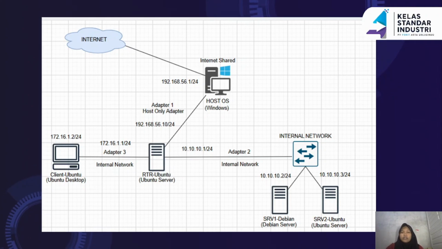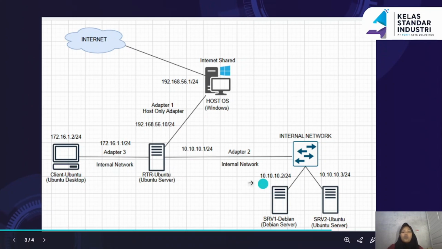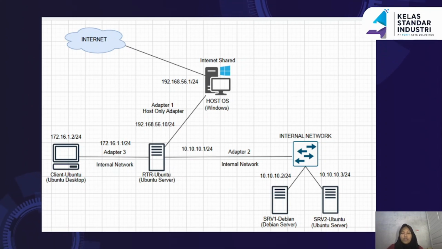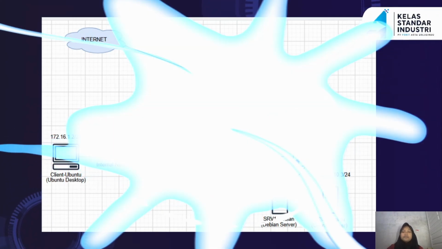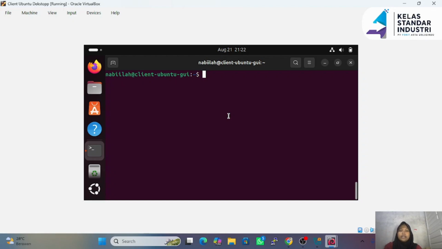In this topology, the router has two network adapters, each connected to a different network. The router acts as a gateway connecting the client network to the internal network. In this configuration, the router will also function as the DHCP server. Meanwhile, the Ubuntu desktop, server 1, and server 2 will act as DHCP clients. They will automatically obtain their IP address from the DHCP server, so we don't need to configure their IP address manually. Okay guys, the next topic is the practice of DHCP.